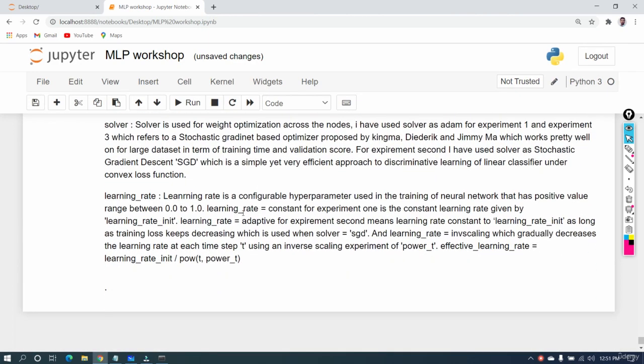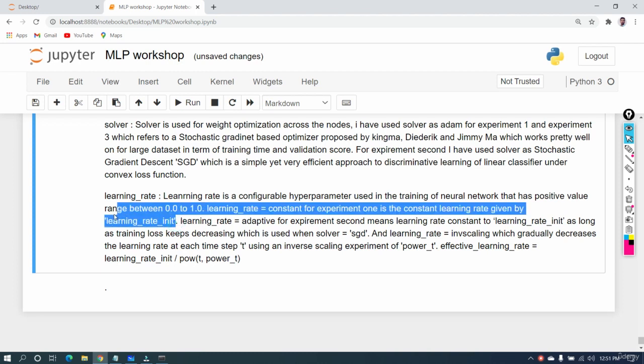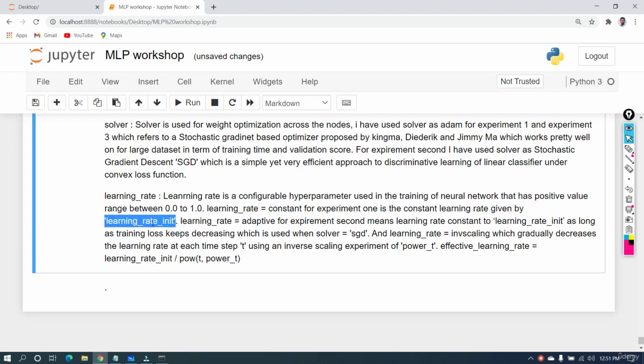Now we can just see the learning rate. At first, for experiment number 1, we had the learning rate as constant. That means the learning rate was constant for the entire program, which was defined by this learning_rate_init. We had given the value 0.001. This value was not going to change for the entire program when the learning rate was constant. And in the second experiment we did the learning rate as adaptive.